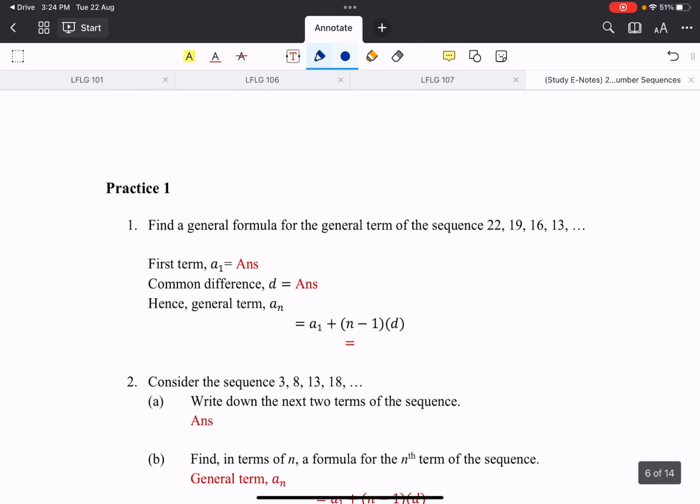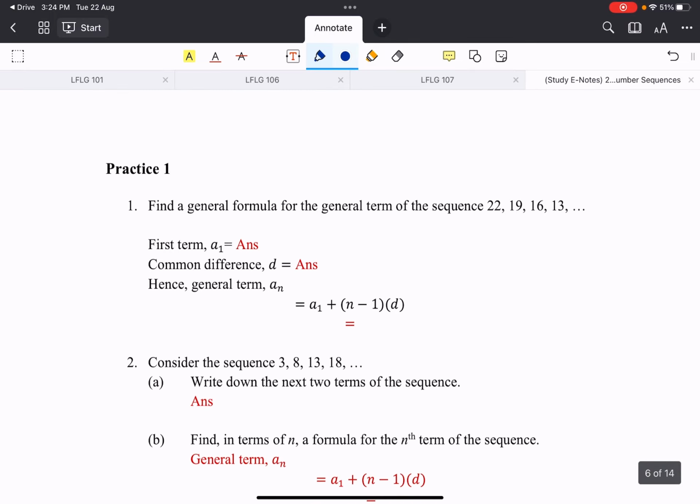Okay, so let's look at some examples. So let's practice with this sequence. Okay, so here we go. We have this pattern here. From 22, it starts to reduce until 13. So the first term in this case is 22, right? And then the difference is actually negative 3. You can see it is subtract by 3, right? It repeats. So it works. So the common difference is negative 3.